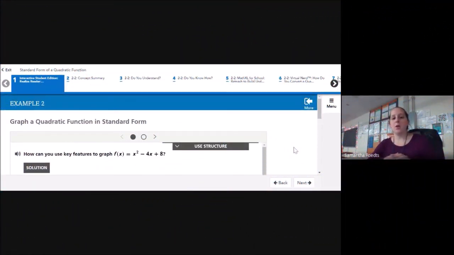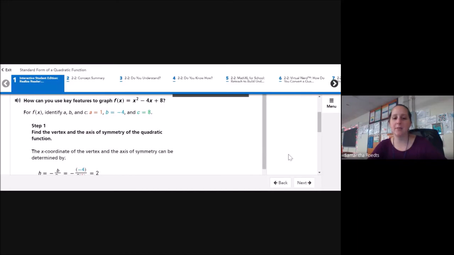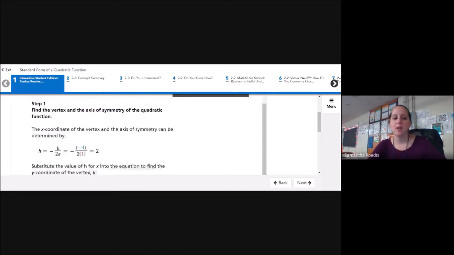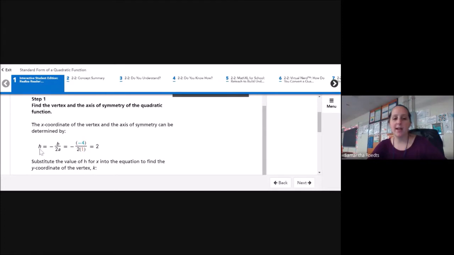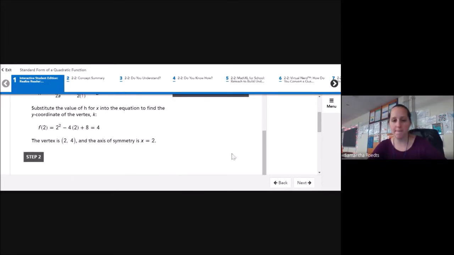All right, example 2, graph a quadratic function in standard form. How can you use key features to graph f of x equals x squared minus 4x plus 8? So again, I identify a, b, and c. So a is equal to 1, b is equal to negative 4, and c equals 8. I find the vertex and the axis of symmetry of the quadratic function. For the vertex, I find h, which is 2. Substitute that back in to find y, which is 4. So the vertex is (2, 4), and the axis of symmetry is x equals 2.